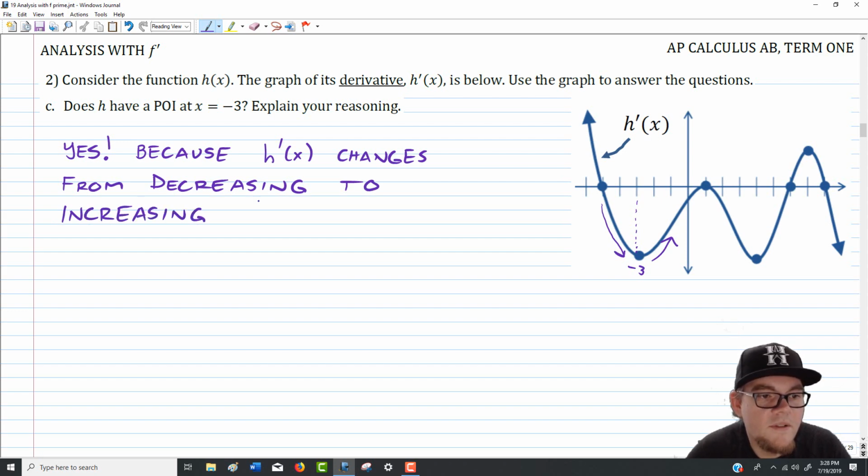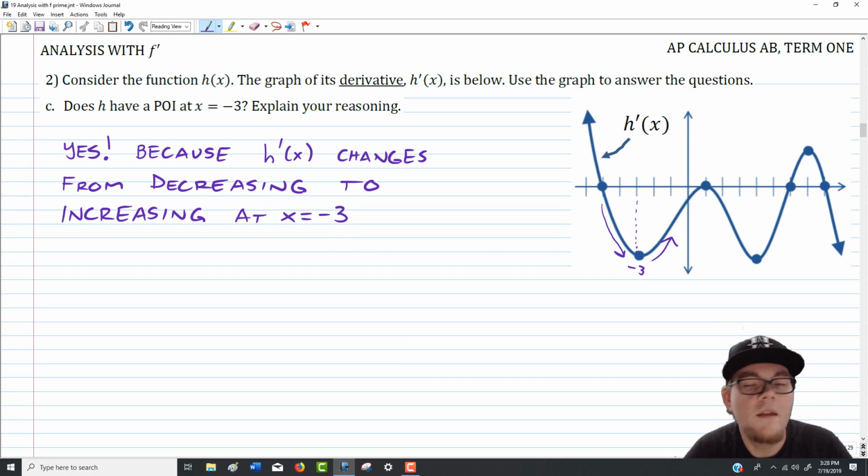And I could say there, but since I haven't mentioned x equals -3 yet, I'm going to say at x equals -3. And so there is our point of inflection justification. Notice there are other points of inflection on here. I see a point of inflection at 1, I see another one at like 4, like they're all over the place. But for us, we were only questioned about x equals -3, so don't say too much. Say just right.